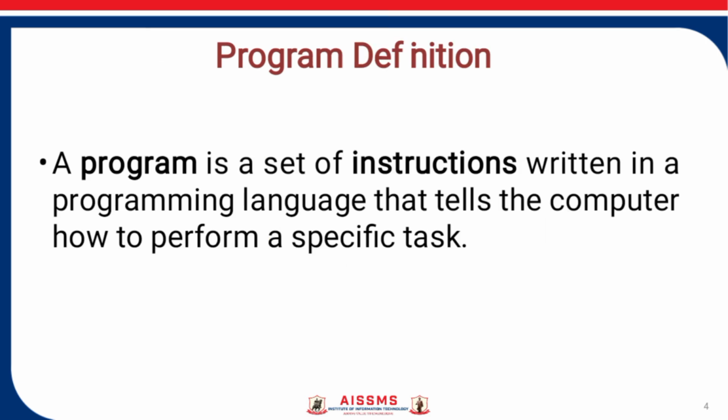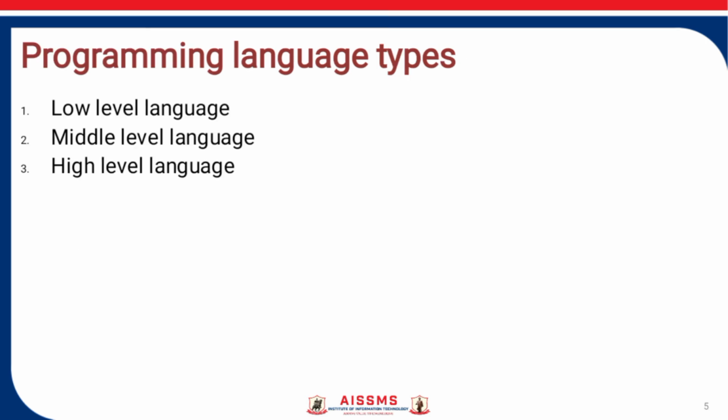a program. The program definition is: a program is a set of instructions written in a programming language that tells the computer how to perform a specific task. So there are three programming language types. The first one is the low level language, the second is the middle level language, and the third is the high level language.